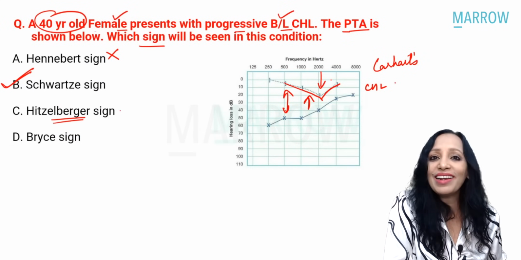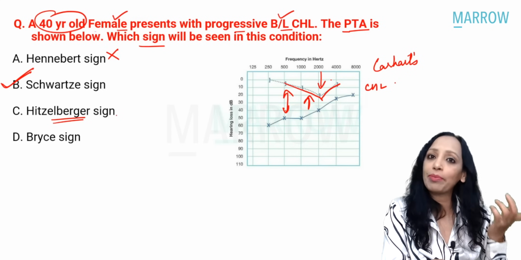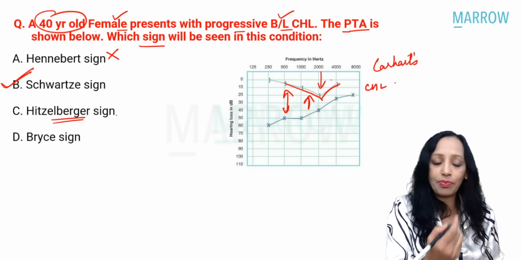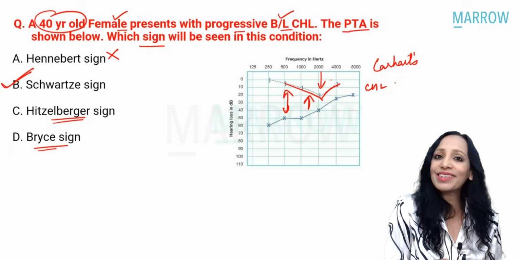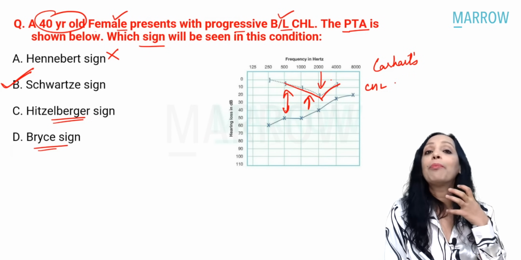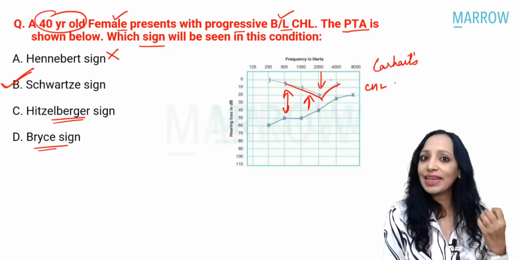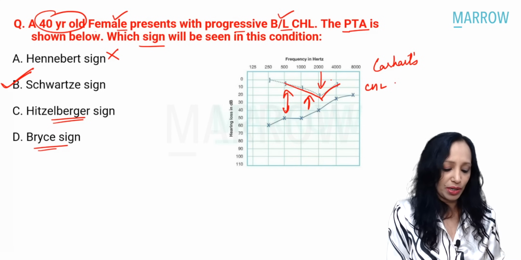Hirschfeld-Berger, seen in acoustic neuroma. That is hyperesthesia of the part that is supplied by the facial nerve in the external acoustic meatus. Bryce sign, what is that? That is in laryngocele. When we compress the swelling, because of sudden gush of air into the larynx, there's a hissing sound. So here the answer is Schwartz sign.